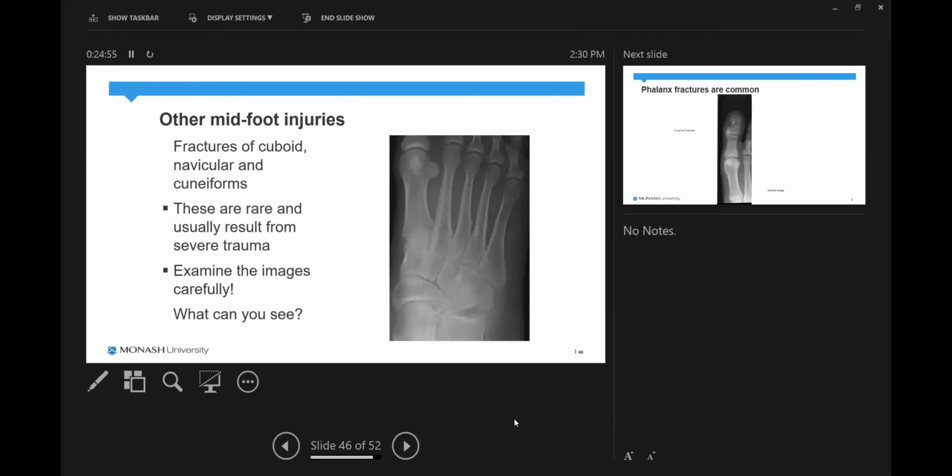So other foot types of injury is to look at all of the bones that make up our cuboid, the navicular and the cuneiforms, of course. These can be quite rare and normally result from severe trauma. So test yourself, look at this X-ray and see if you can identify where this fracture lies. So this is quite evident that there is a fracture there as well.